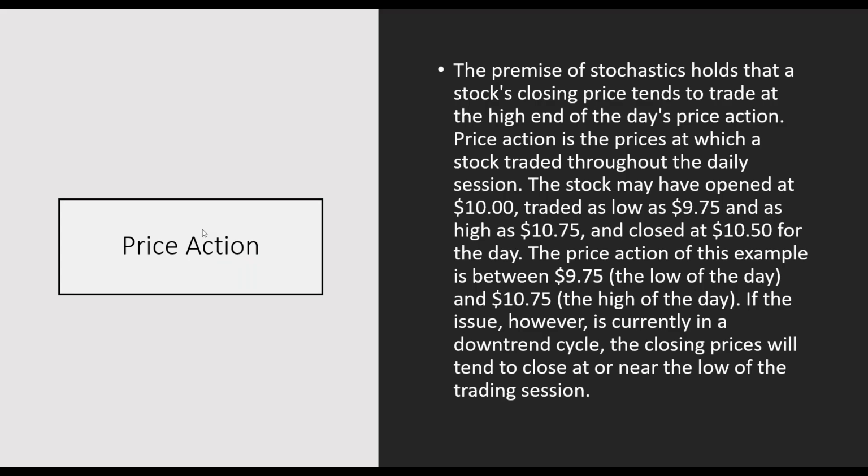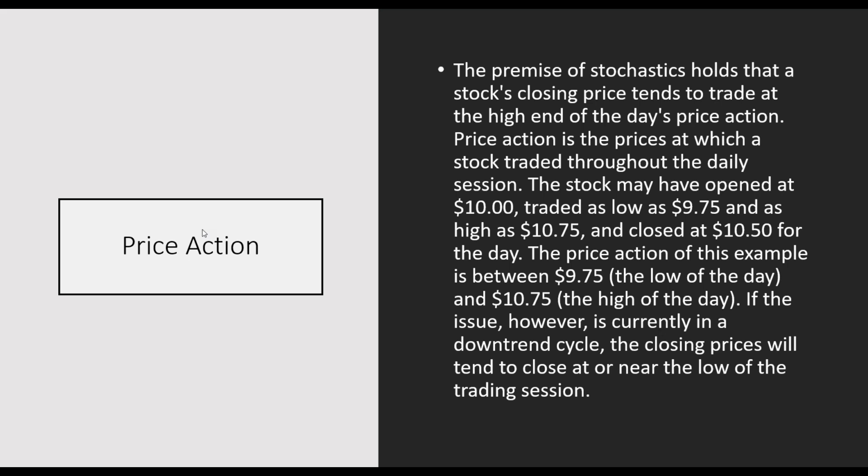So the premise for stochastics holds that a stock's or an asset's closing price tends to trade at the high end of the day's price action. Price action is the price at which the asset traded throughout the daily session. The stock may have opened at $10, traded as low as $9.75, and as high as $10.75 and closed at $10.50 for the day. The price action for that example is between $9.75 and $10.75.